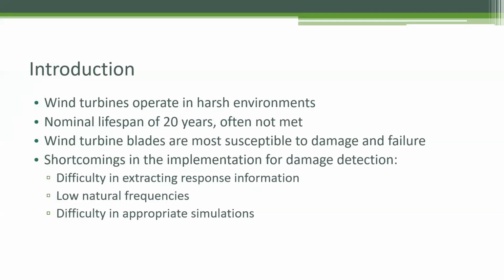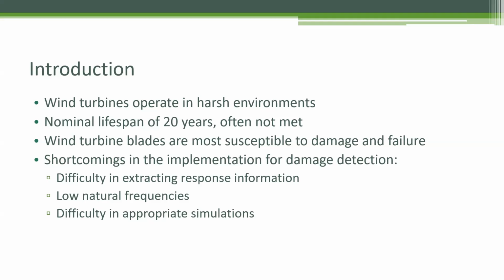Wind turbines have been used to extract and harness wind energy, accounting for almost half the global renewable energy sources. Wind turbines often operate in harsh environment sites, which set their nominal lifespan to 20 years. However, this is often not met, and in fact, only few turbines today have met their life expectancy. Among the structural parts, wind turbine blades are the most prone to damage and failure, as they are commonly made of composite materials. They suffer from hygrothermal effects, leading to further aging and deterioration.